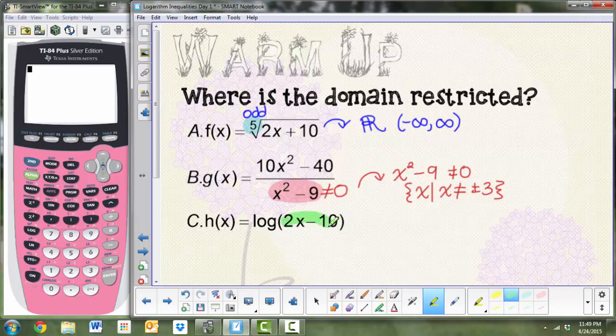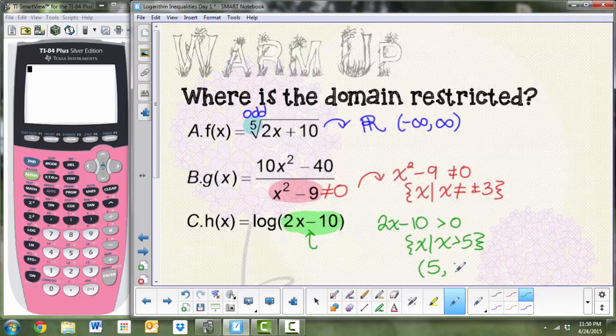The last one are your logs, the new stuff. So again, arguments inside of a log, again, never argue with a negative person. So whatever is inside must be positive. So just set whatever the argument is, in this case, 2x minus 10, greater than 0, not equal to. Be really careful with that extra restriction. Again, copy paste right into set. So everything bigger than 5. Or again, if you'd like to use interval, parenthesis 5 to infinity, whichever you would like to do better. Jot those answers. I will come around and stamp your warm-up later.